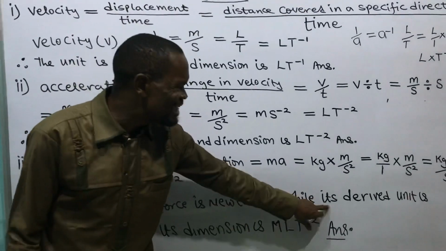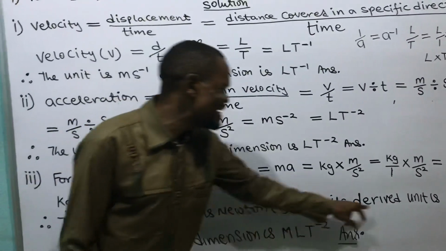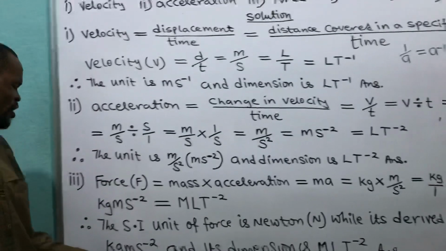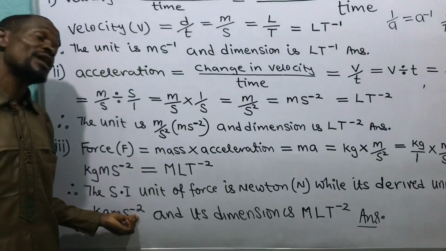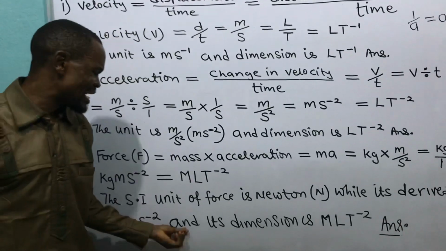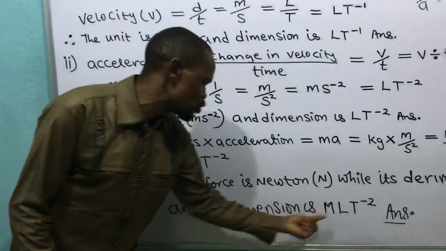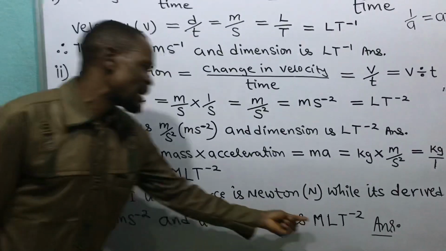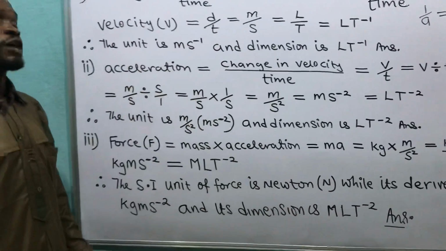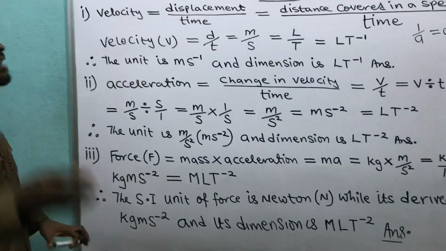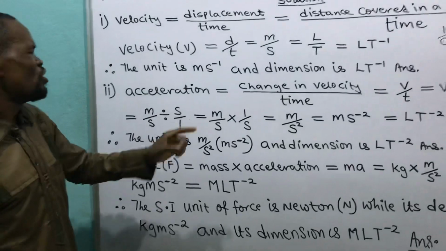Why its derived unit? Its derived unit is kilogram meter per second square. That's its derived unit. And from its derived unit, we get its dimension. And we say that the dimension is capital M for kilogram, and capital L for meter, and T minus 2 for seconds per second square. Then you remember that I can only get a dimension from the derived unit.